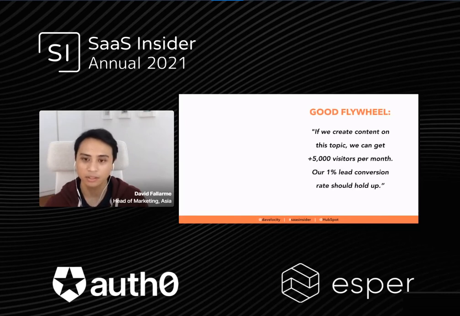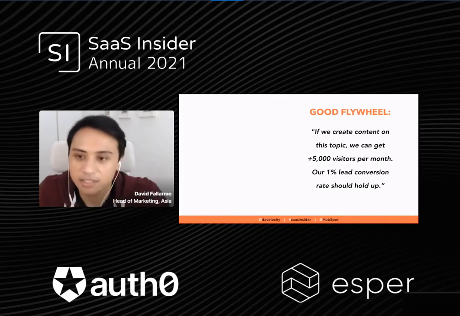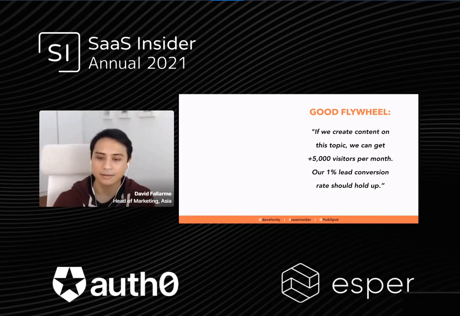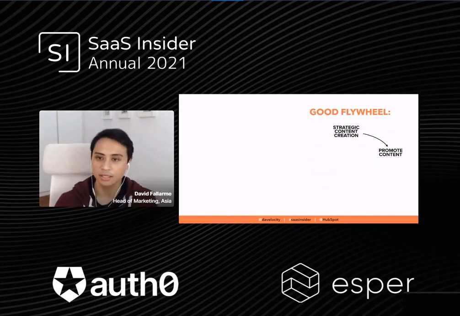This is what you hear in a company where a content flywheel is working well. If we create content on this topic, we could probably get 5,000 visitors this month. So our 1% conversion to lead rate should hold up. So this is very indicative of a company that has figured out how to make a predictable, repeatable acquisition strategy out of content. Because this is what their flywheel looks like.